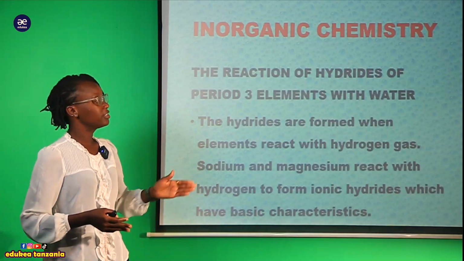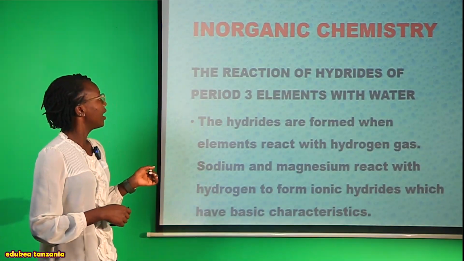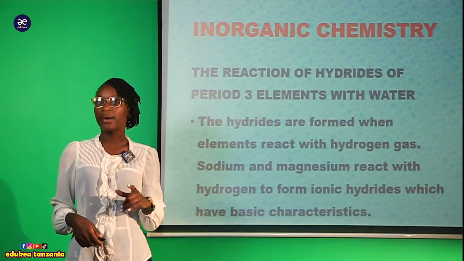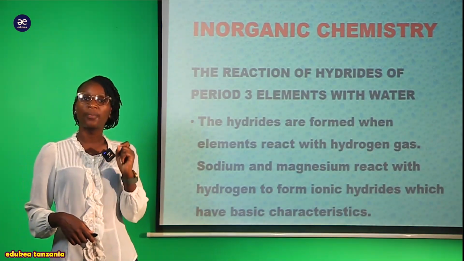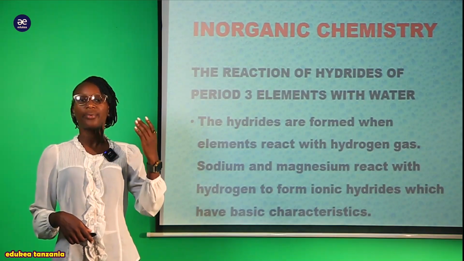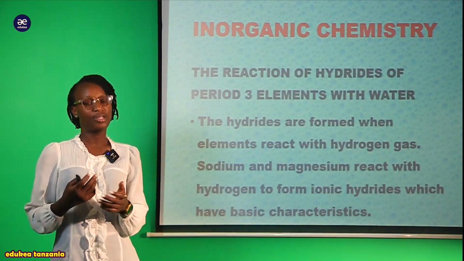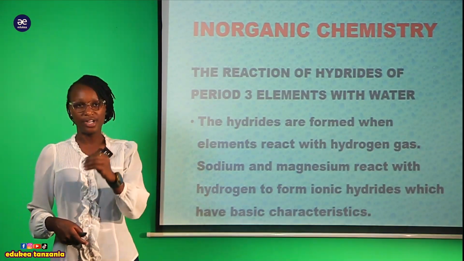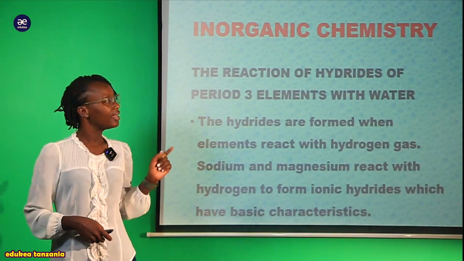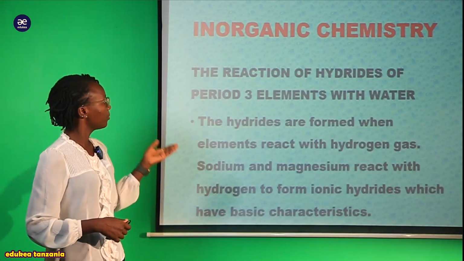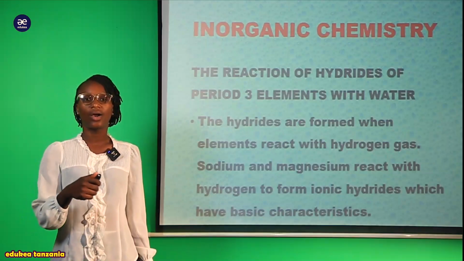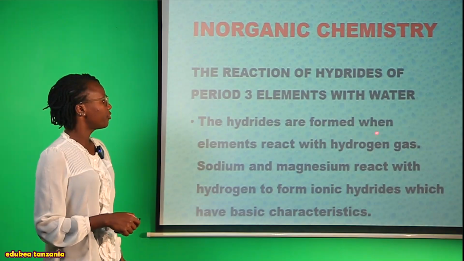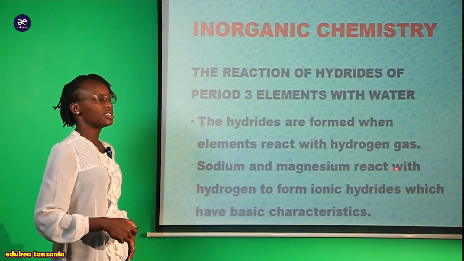So here let us go specific, starting to discuss the reactions of the hydrides of period 3 elements with water. Remember, we are still in our part of chemical periodicity. We are talking about the periodic trend in the chemical properties of the different elements, but here specifically we are talking about period 3 elements. Here in the chemical reactions we are going to look at the compounds, the hydrides. It says that the hydrides are formed when an element reacts with hydrogen gas.